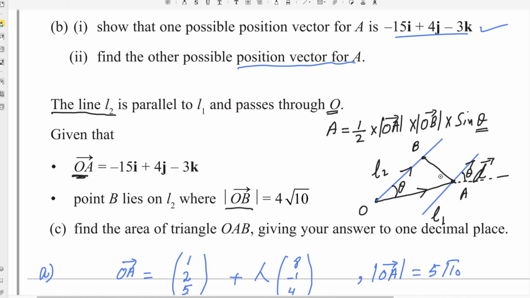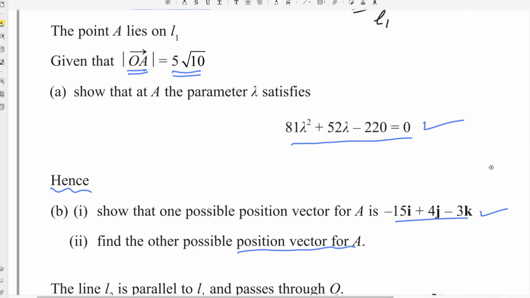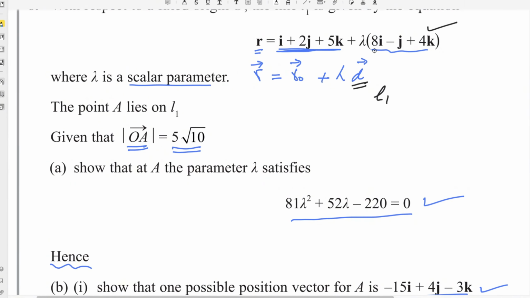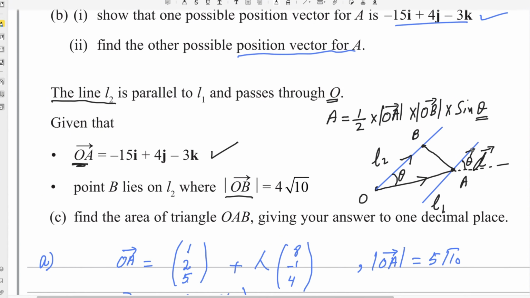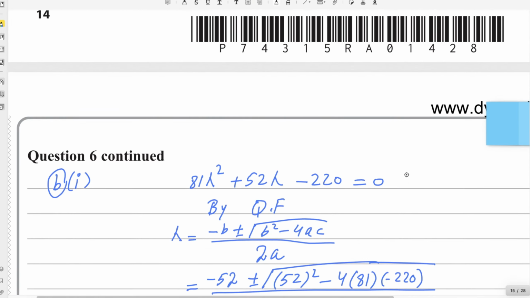This vector OA is given, and D vector is given, that is the direction vector, that is 8, minus 1 and 4. And if you take the dot product of these two vectors, vector D and vector OA, you will find the angle theta. Got it? Now let's go and solve this question.